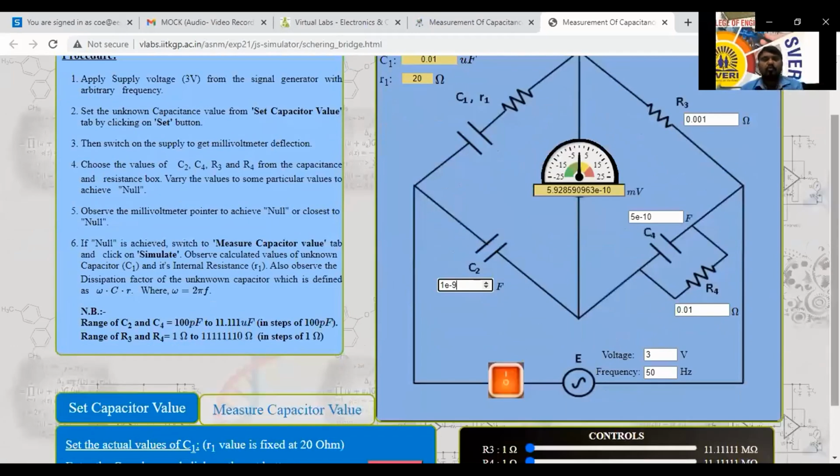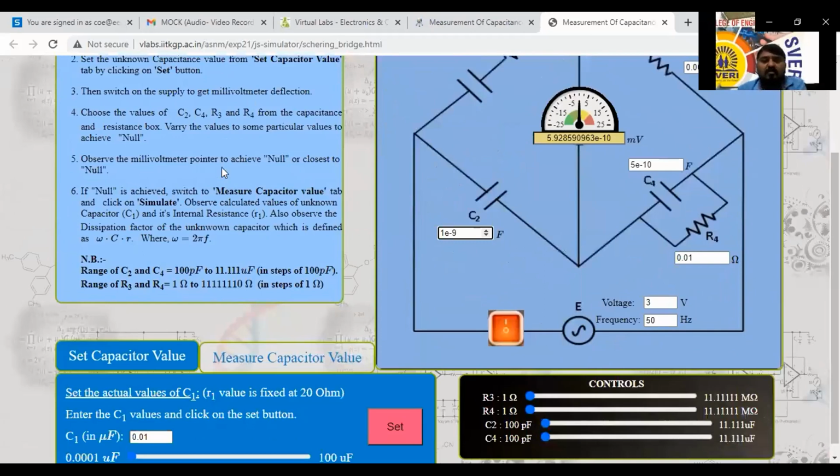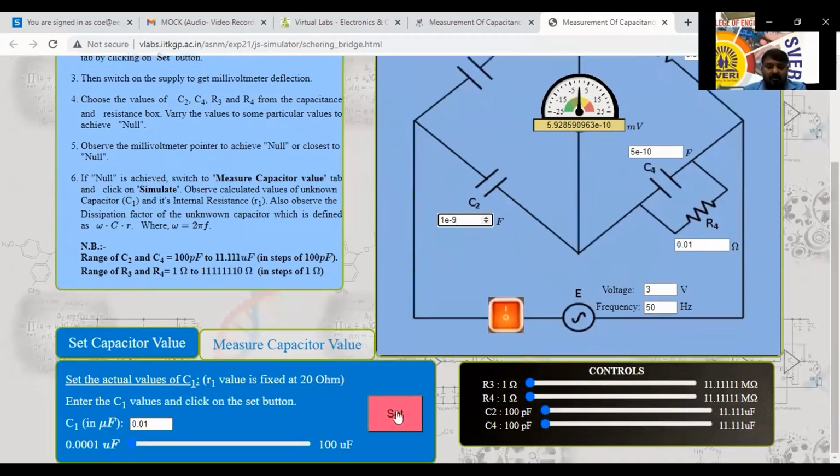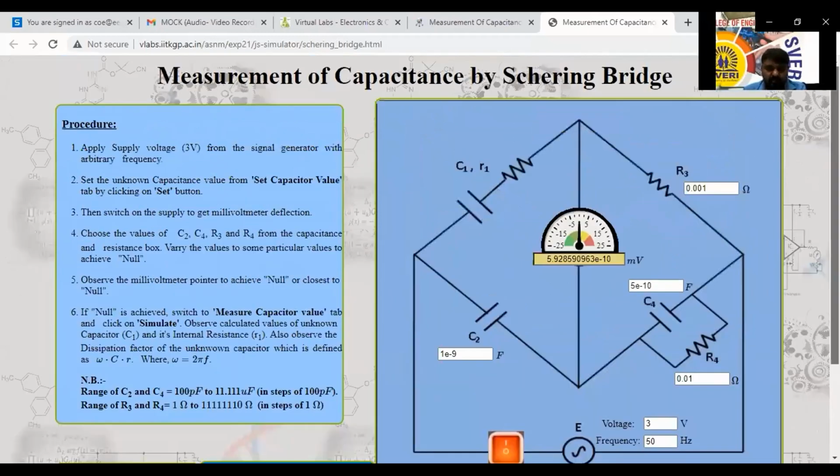Now what we have to do? We have to observe the multimeter pointer to achieve null or closer to null position. It is closer to null position. Now we can call that value. Now if it is achieved, switch to the measure capacitor value tab here. I have to switch the tab here now. Here I will switch this one, measure capacitor value.